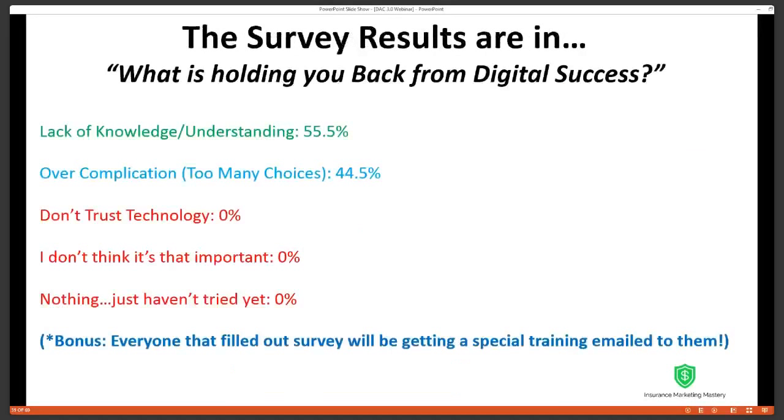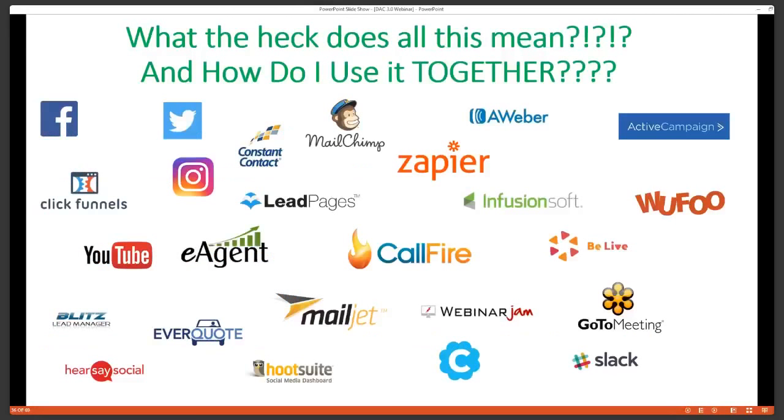Let's go back to our survey results, right? You guys trust technology. You know it's important. You've tried it. So knowledge and overcomplication is the issue. Now look at this. A lot of these should look familiar. Some might not, right? These are just the most popular of the thousands of apps, software platforms, services, marketing plans that are out there for you, right? What the heck do you use? This is the overcomplication portion. This is what we want to eliminate.